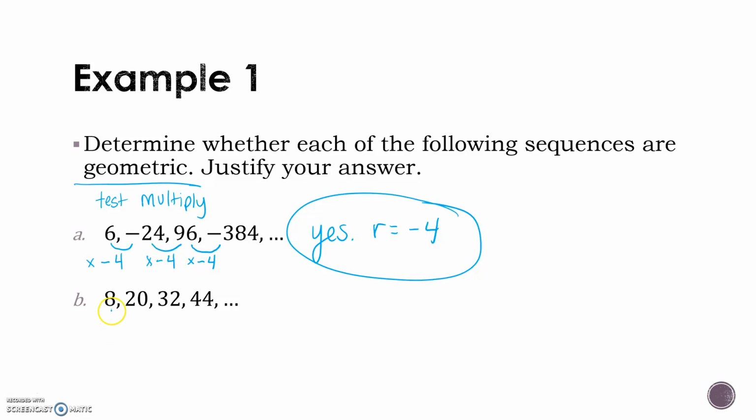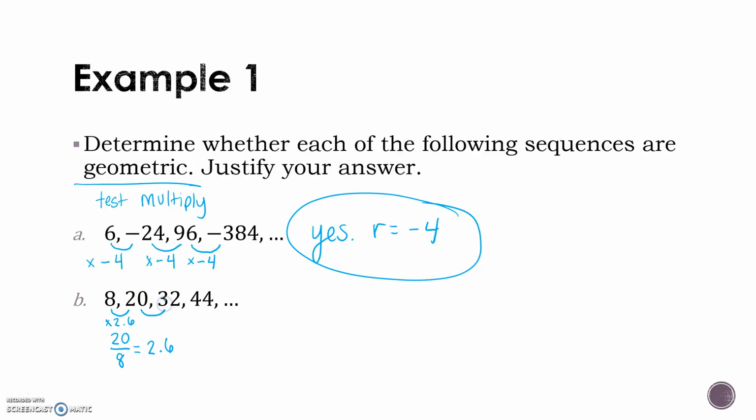If I look here, I'm saying, what do I need to multiply by? Well, if you're saying 8 doesn't go into 20 evenly, the one thing we can do is take 20 and divide it by 8. Well, that's going to give me like 2.6. So we're saying I'm going to multiply by 2.6.